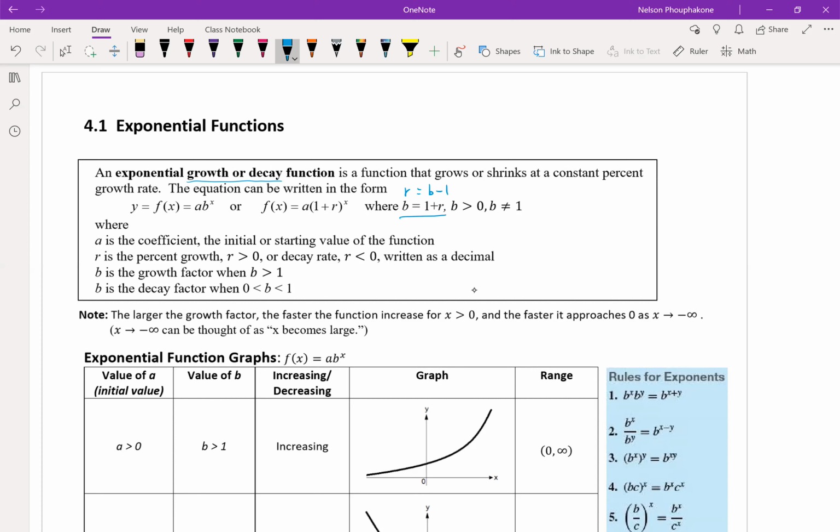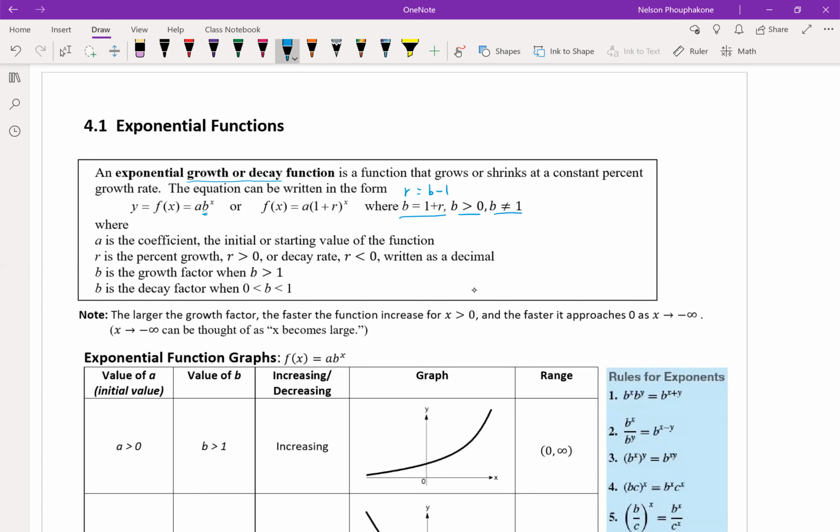B must be positive and b cannot be 1. So therefore, when you work with exponential functions, remember this: the base b to the x, this base right here, must be positive and cannot be equal to 1, because you know that 1 raised to any power is just 1, right? Meaning if b equal to 1, basically the function is a constant function.